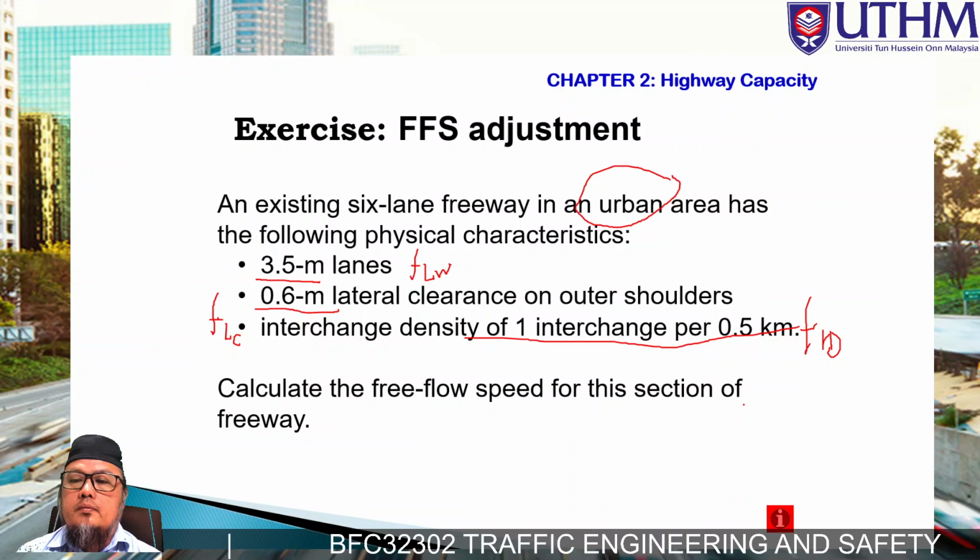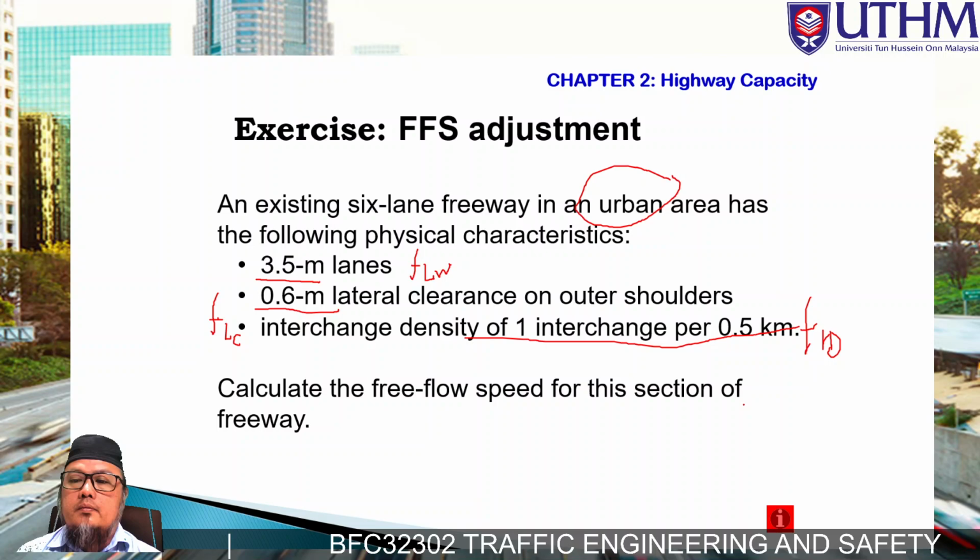Okay, next, ID, which is 12.1. If you read the question, interchange density is 1 interchange per half kilometer. If you refer to the interchange density factors table, the interchange density is supposed to be per kilometer, but now the question gives half kilometer, so you have to double this to get per 1 kilometer. So the interchange density is 2. If you refer here, there is no 2 interchanges per kilometer. The highest one they have is 1.2, so we consider above 1.2 in terms of interchange density. So we consider the highest one, which is 12.1.